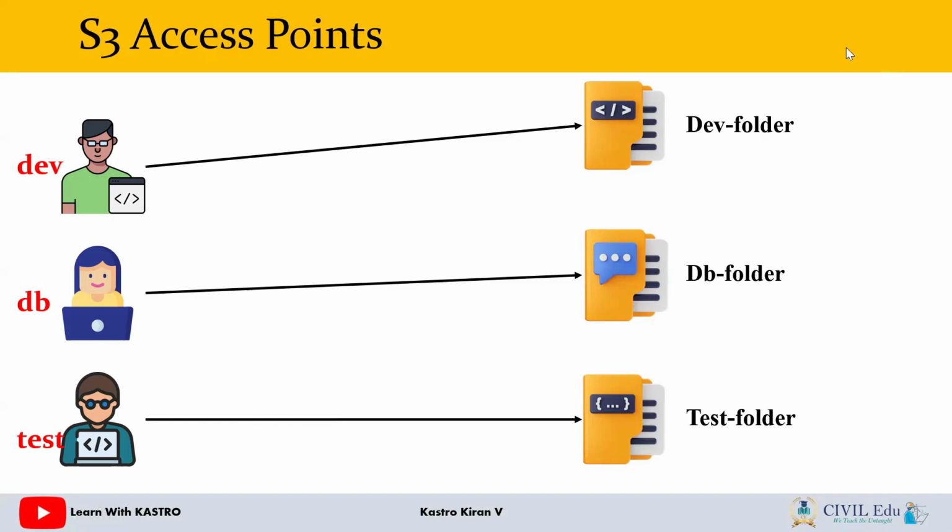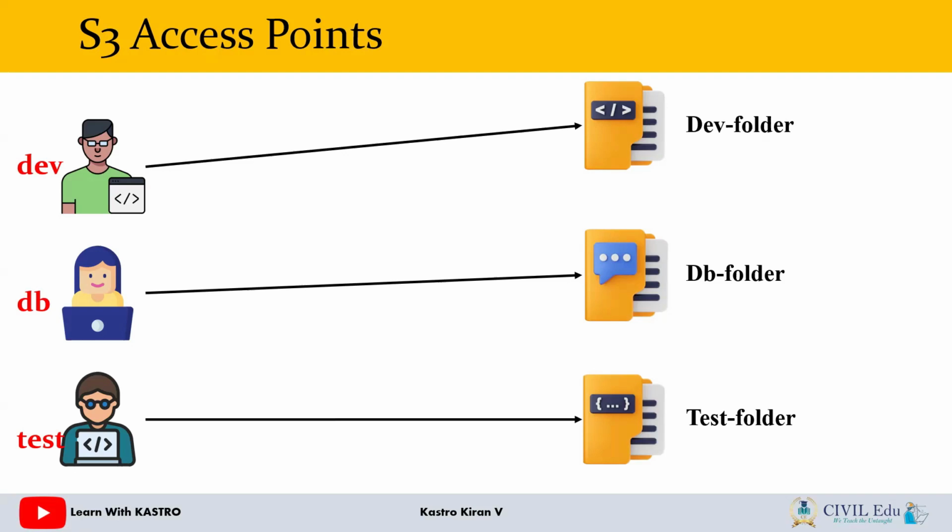Now assume that the developer should not access the database folder and the test folder. The database team should not access the dev folder and test folder. The testing team should not be able to access the dev folder and database folder. So the requirement is very simple. All these three folders are available in a single bucket.